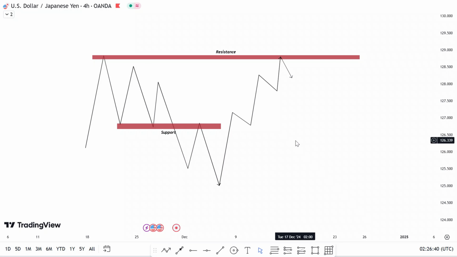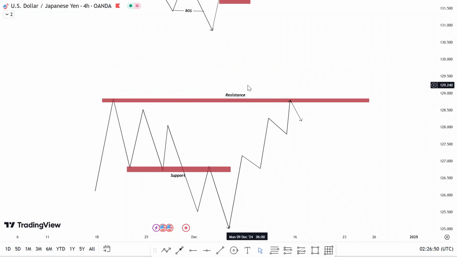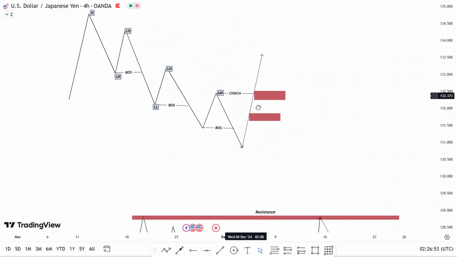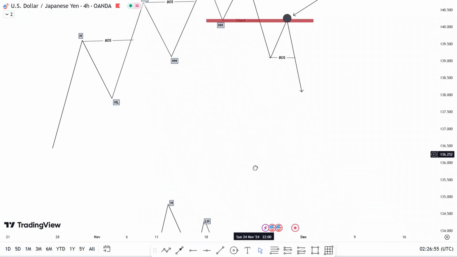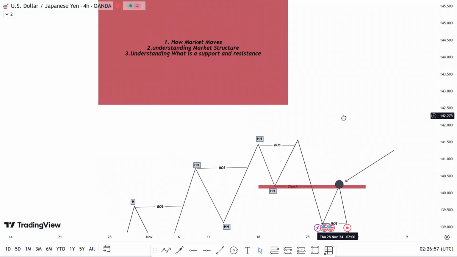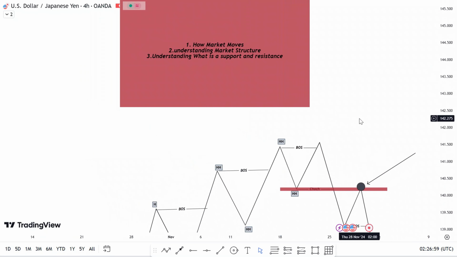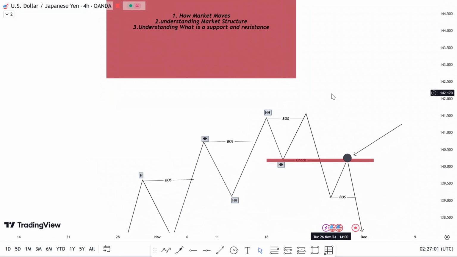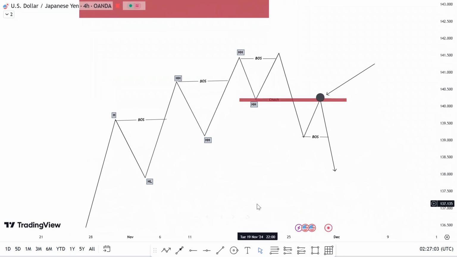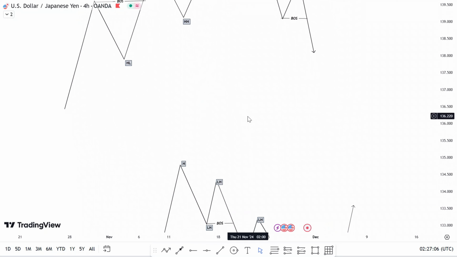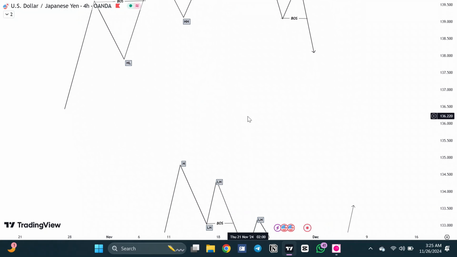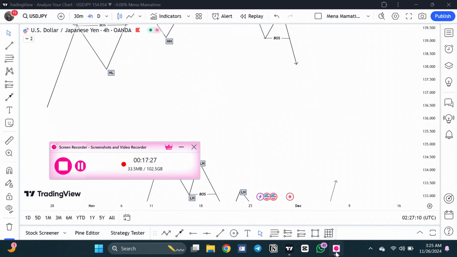Now, when we move to the candlestick chart, we will then spot things like fair value gaps, order blocks, and candlestick patterns, and with time, we will also take live trades using these strategies. So just know that in this video, we deal with market structure, how the market works, how the market moves, understanding market structure, and understanding what support and resistance is.